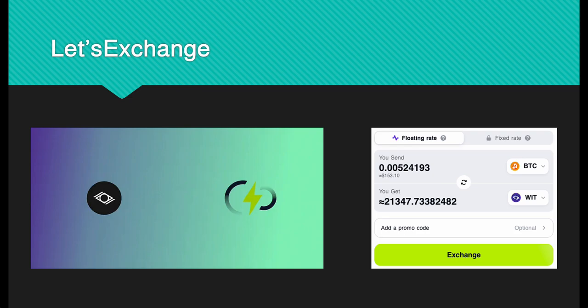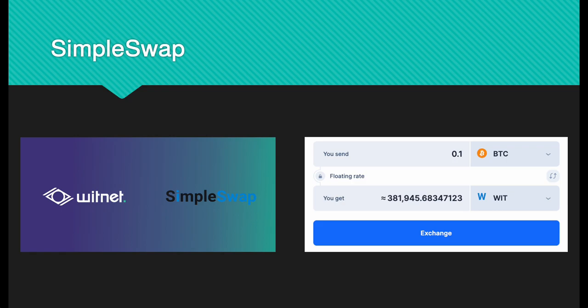Super exciting. Next up, we have SimpleSwap, another integration. This time it has around 600 different assets you can swap in and out of with WIT. Both of these exchanges provide great services like increasing liquidity and volume, and it's a way to show tier one exchanges that WIT is a more liquid coin with a higher community engagement, more people trading it. So it's fantastic. Head over to those platforms and take a look at them.